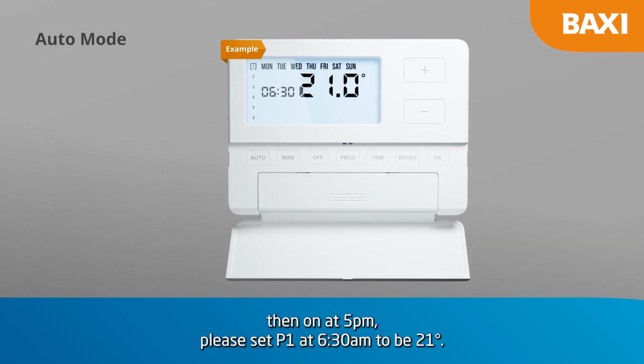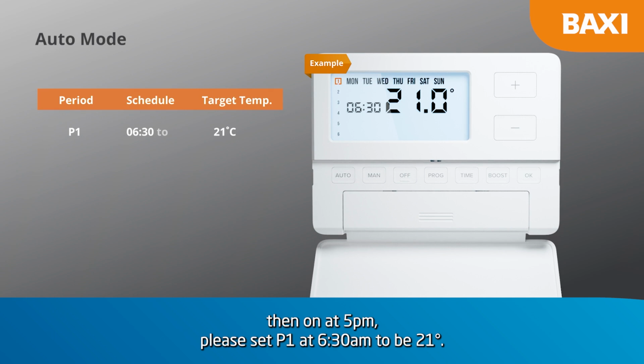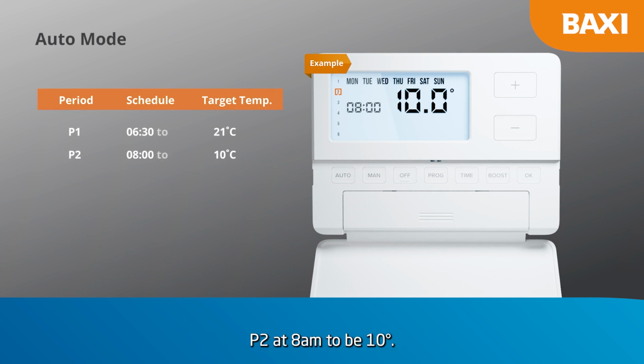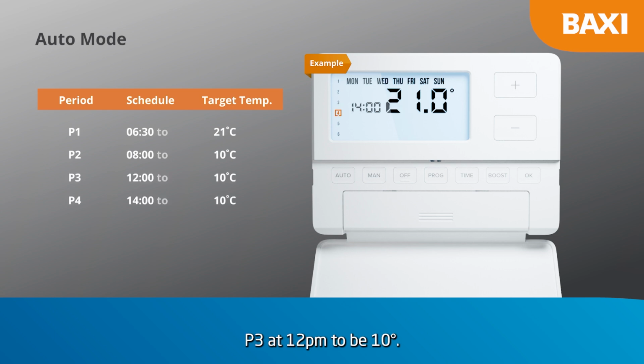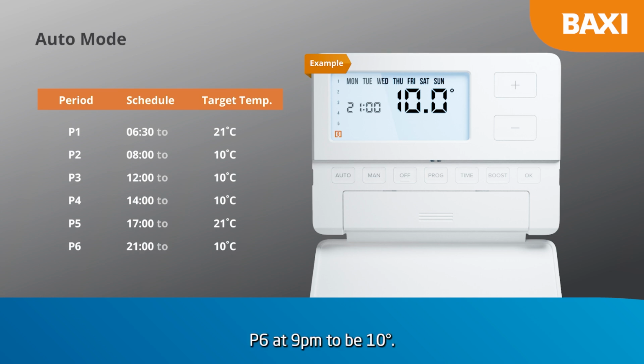Then on at 5 PM, please set P1 at 6:30 AM to be 21 degrees, P2 at 8 AM to be 10 degrees, P3 at 12 PM to be 10 degrees, P4 at 2 PM to be 10 degrees, P5 at 5 PM to be 21 degrees, P6 at 9 PM to be 10 degrees.